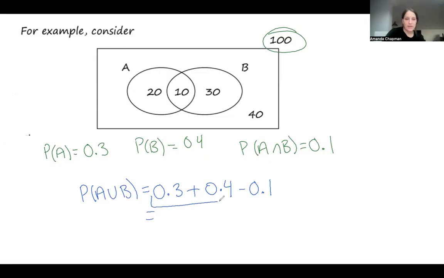And again, if I would have just added these two, I would have ended up with 30% plus 40% plus... there would have been too many people here because it's only 100 people. So I have to be careful. And in the end, I get 0.6. So 60% of people like apples or bananas or both.